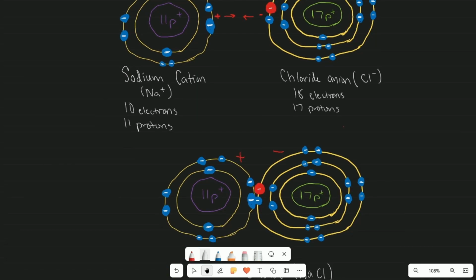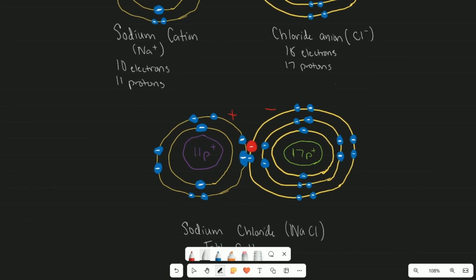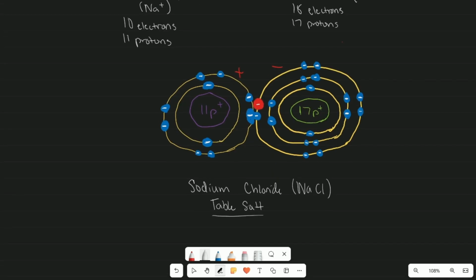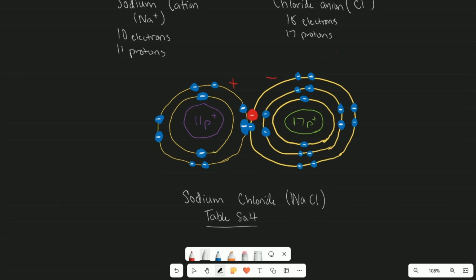So here you're now able to see that they have this interaction, because you've created something positively charged and something negatively charged. Again, it's the sodium cation and the chloride anion. Now they're able to have an interaction between their outermost valence shells through these electrons they're transferring. So you create what's called sodium chloride, which is basically table salt. Every time you have an ionic bond, you're going to create a salt.